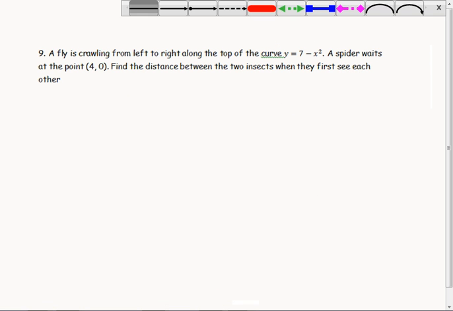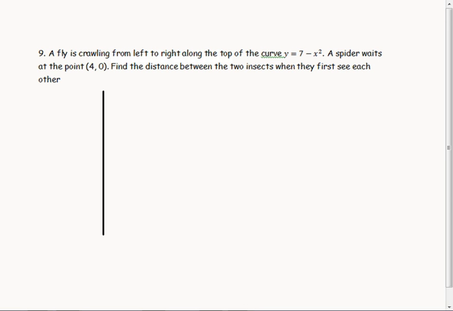I'm going to draw a picture of what's happening. Okay, the fly is crawling from left to right along the top of the curve, 7 minus x squared. What does that look like? Parabola. Starts at 7. You know what? I think I want to know where this point is, because I know the spider is at 4, 0, and I need to know where that is. So I'm going to find the zero of the function.